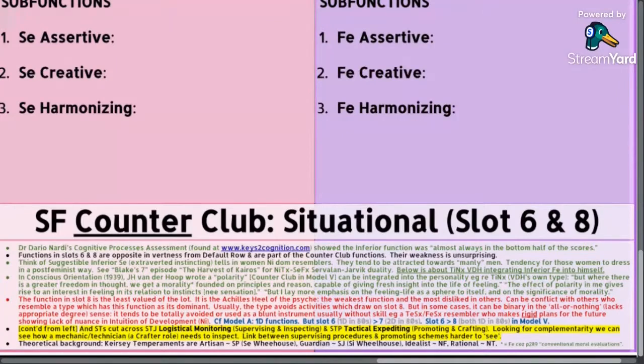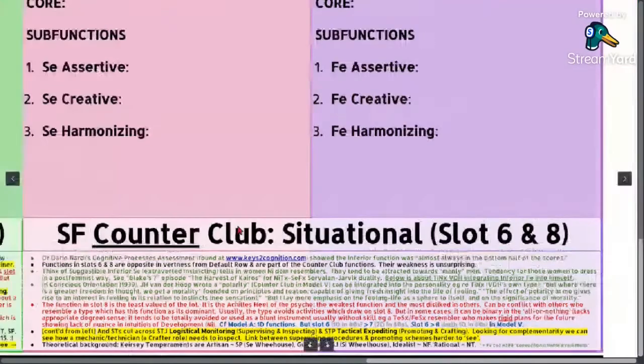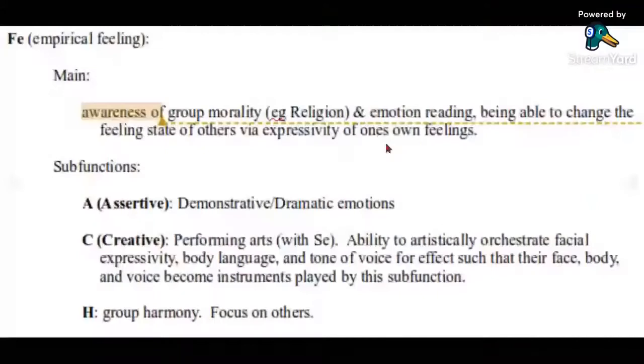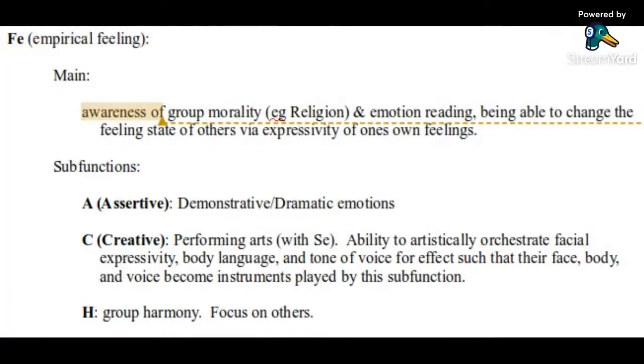Right, so that is enough on that, and then we'll go through the subfunctions as well and show how INTJ can be weak there. So awareness of group morality and emotion reading, being able to change the feeling state of others via expressivity of one's own feelings. Well, INTJ doesn't want to do that unless with people who they're properly close to. Group morality, they don't care for that.